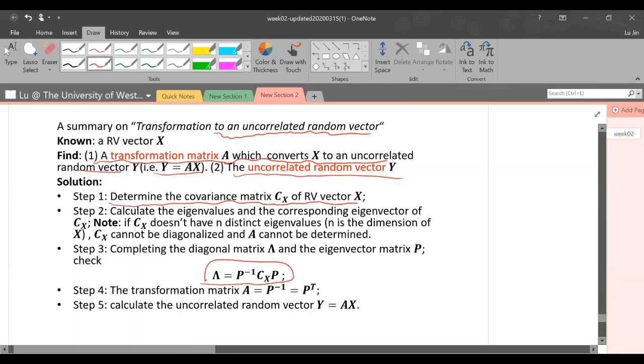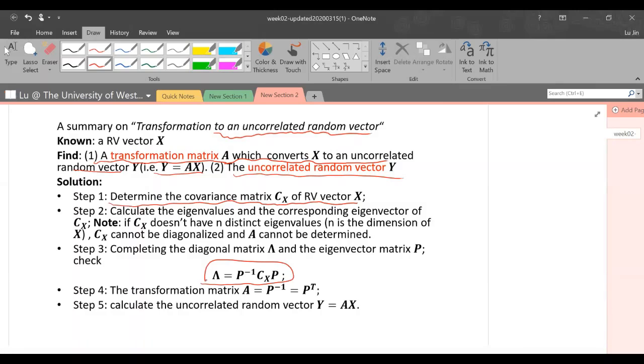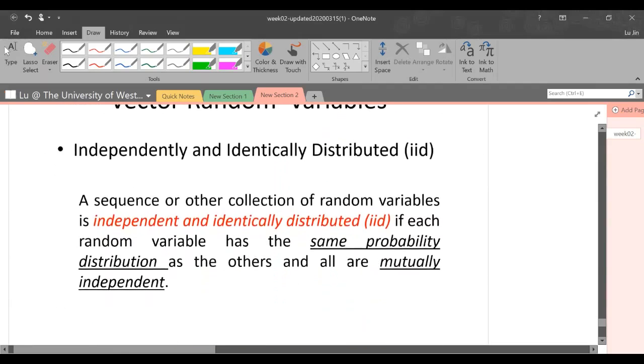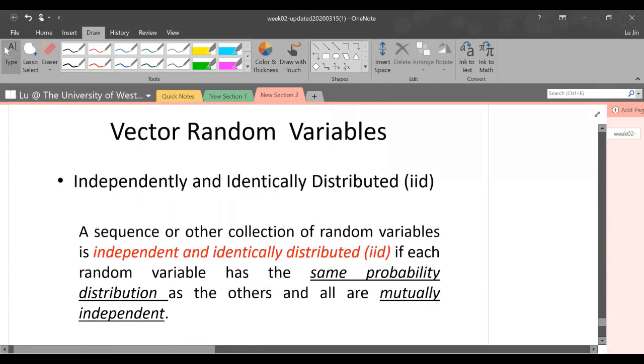Okay. Therefore, because you have already known the P, the transformation matrix A is equal to P inverse, which is also equal to P transpose, because the Cx is a symmetric matrix. Okay. Finally, we can use the determined A from step 4 to calculate the y vector from A and x. Then finish. Okay. And the next one, I think we don't have too much left in this lecture.